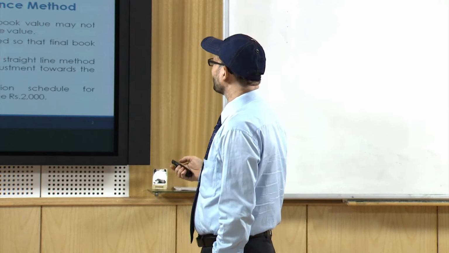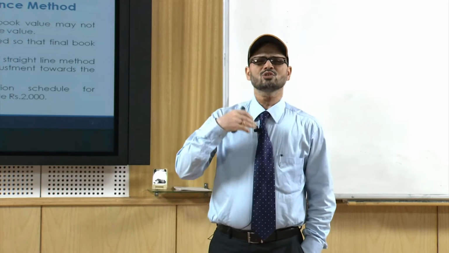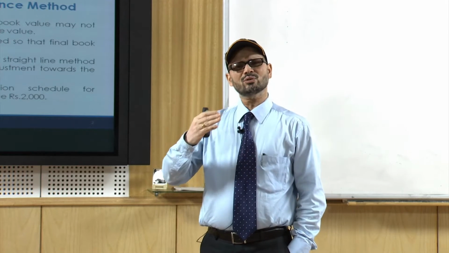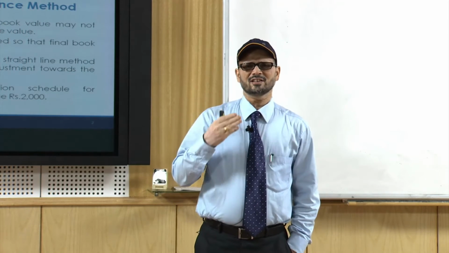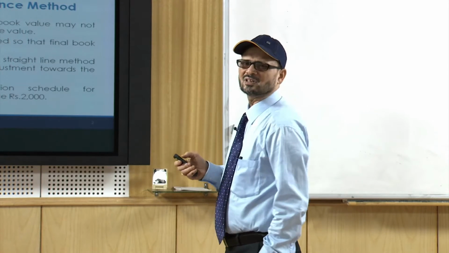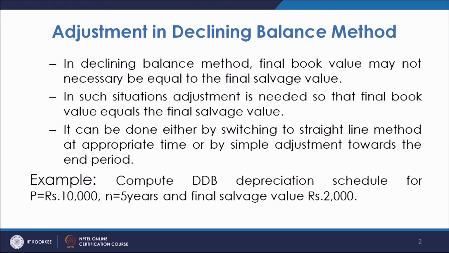Now, in many cases you will not get the 778, you are given a salvage value other than 778. So, you cannot get the same value using that DDB method. So, you will have to adjust the declining balance method of depreciation. It is written that if the final book value is not equal, in that case you need to do certain adjustment, so that final book value equals the final salvage value. That is what our aim is.